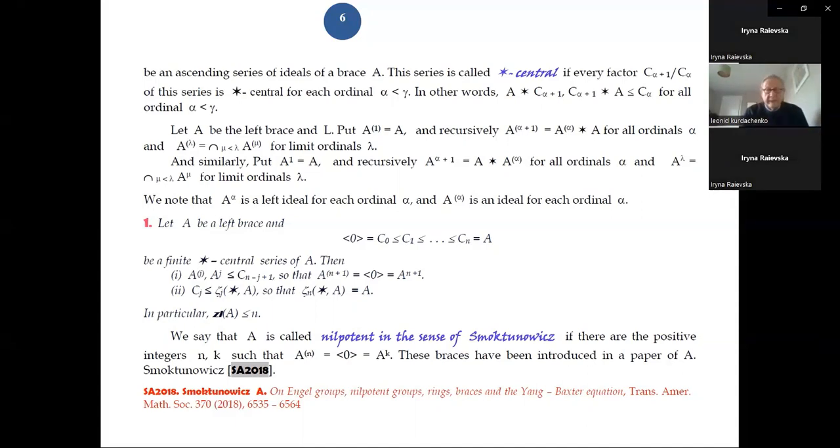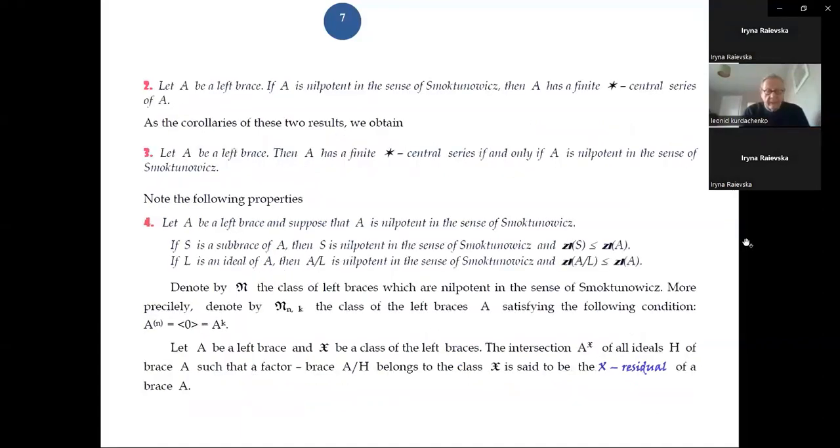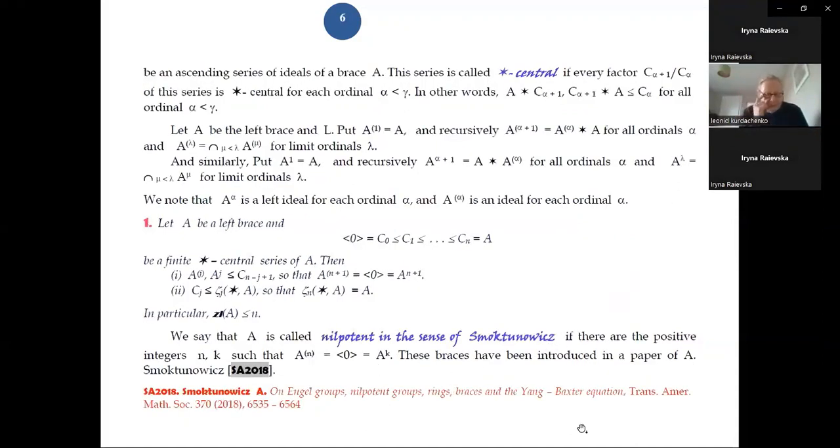We can say that A is fully nilpotent in the sense of Smoktunowicz if there exist positive integers N and K such that A power N in brackets is 0 and A power K is 0. This type of nilpotency has been introduced in the paper of Smoktunowicz.